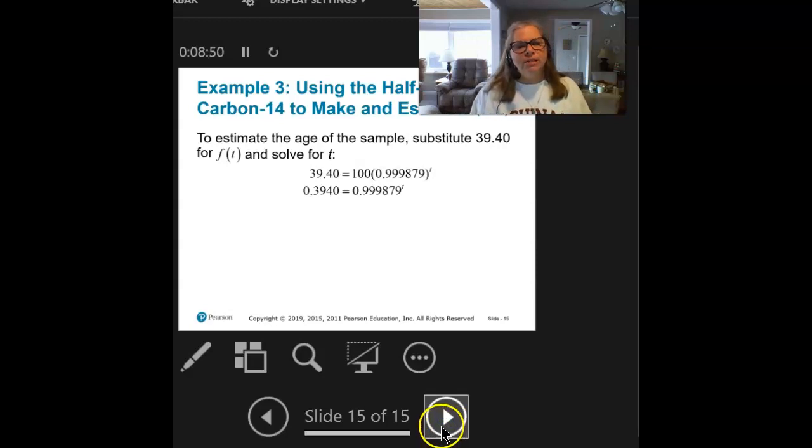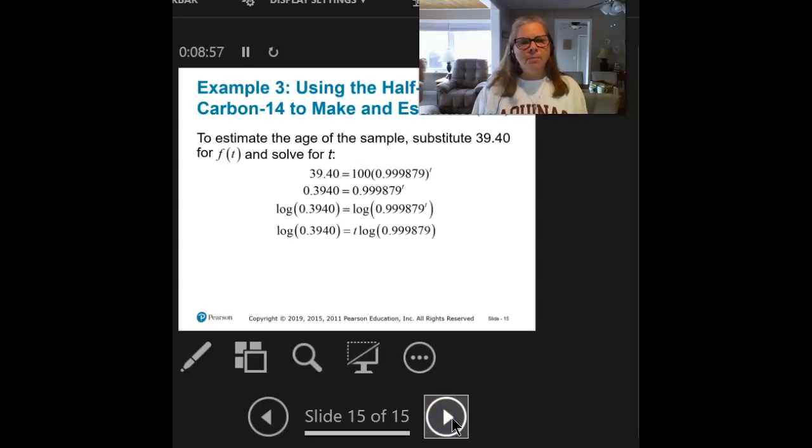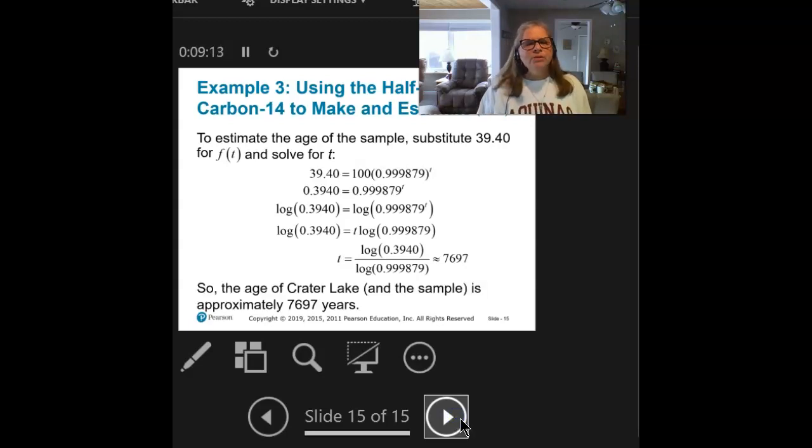So as we solve for T, we are going to divide each side by 100. We're going to take the logarithm of each side. You guessed it, we're going to take the power property to lower T in front. Now we're going to divide by the log of 0.99879 to find that T is approximately 7697. So what does that mean? What did we just find? T was time. So Crater Lake and the sample was approximately 7,697 years old.